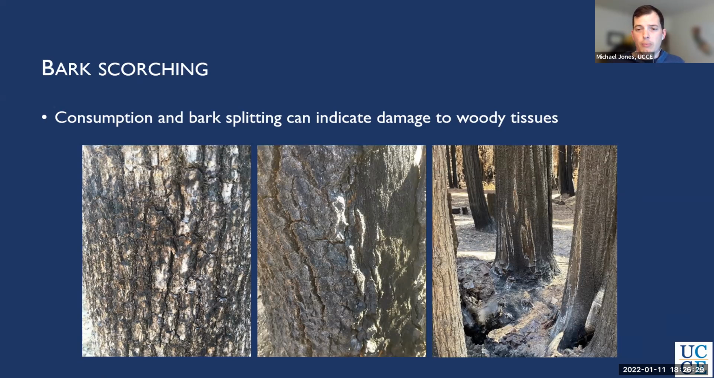On the right, you can make the assumption that those trees are going to struggle. They may not be completely dead, but the above-ground biomass, the part of the tree we can see, will most certainly die or be significantly impacted.